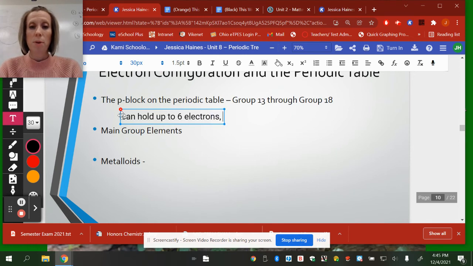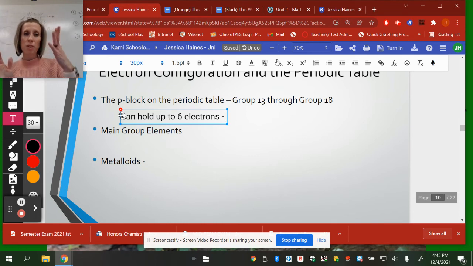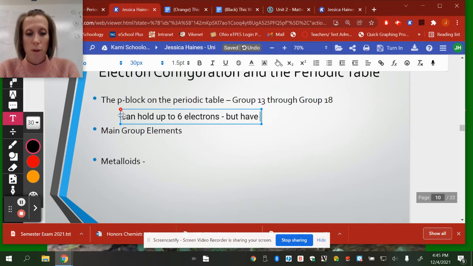But remember, this is in addition to the 2 that are already in the s orbital. So technically, this section of the periodic table is one of the more stable sections because it's actually 3 through 8 electrons. So we're getting into that territory of things that are approaching a full octet. Can hold up to 6 electrons, but have 3 to 8 outer shell electrons.